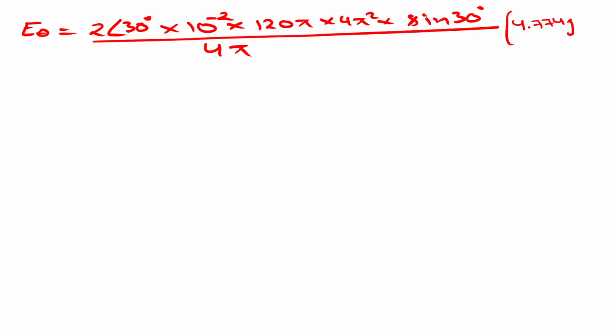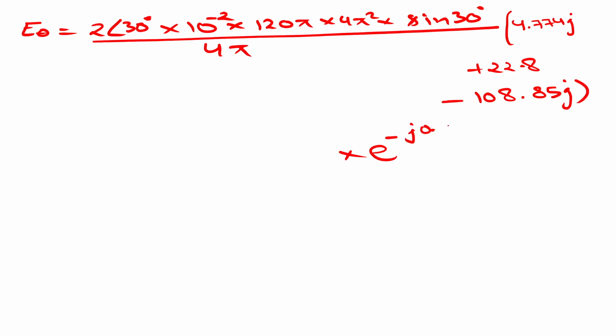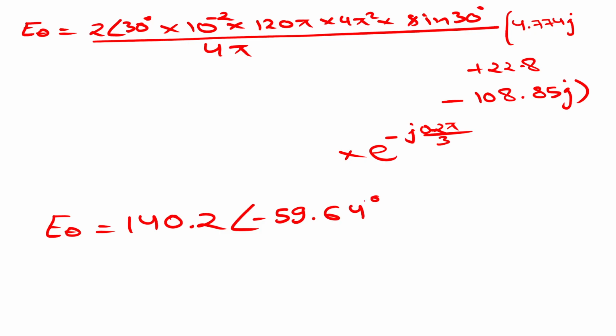4.774 plus 22.8 minus 108.85, and e to the power minus j, I didn't have the space, so that's why I'm writing it like that, 0.2 pi by 8, so pi by 3, sorry. So when we calculate this, we will get E theta as 140.2 with angle minus 59.64 degrees, or I can write this as approximately 140 with angle minus 60 degrees.